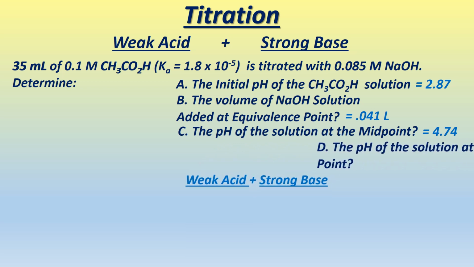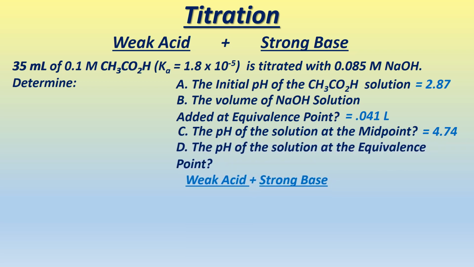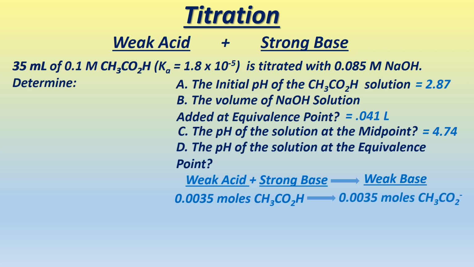What is the pH at the end of the solution? Again, I have a weak acid plus a strong base giving me a weak base. So, I initially had 0.0035 moles of my weak acid. That would have been turned into an equal moles of weak base. But while doing the titration, I also increased the volume. So at the end of the titration, I have a 0.046 molar solution of weak base.